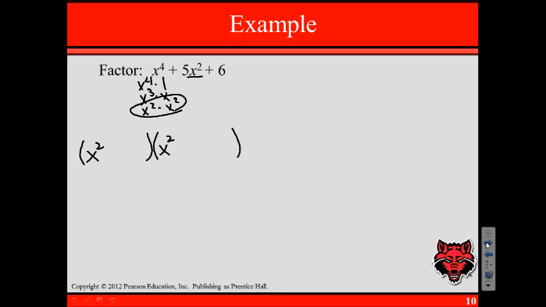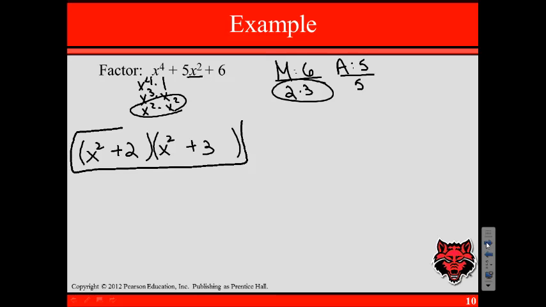So now that we've decided that the variables are x squared and x squared, we go through the process like normal. We want to multiply to get 6, but add to get 5. And just like in the last example, 2 times 3 equals 6, 2 plus 3 equals 5. So 2 and 3 are the two numbers we will use to complete each binomial.